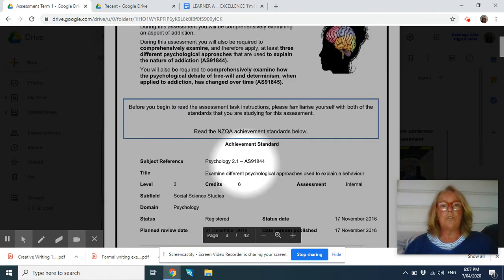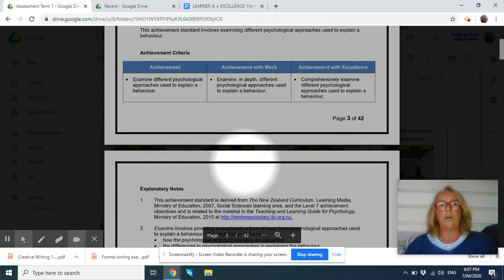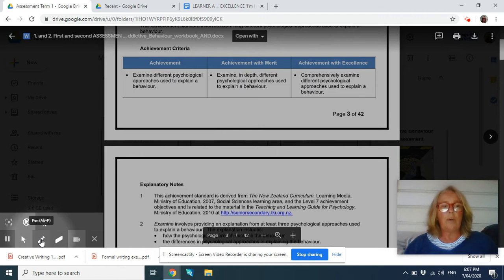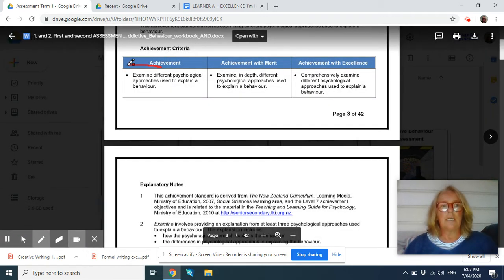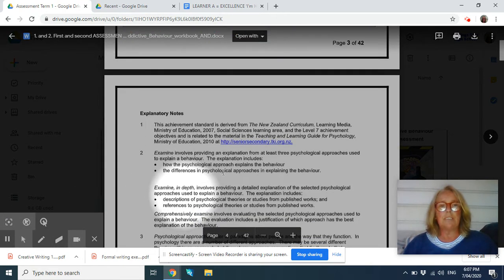If you go down to the second page of your internal, you will see that that word examine appears in all three for achieved, merit, and excellence. So that is the key skill that you need to be developing in the first internal on addictive behavior. What you will notice though is that the word that changes is the word connected with whether you get a merit or an excellence.